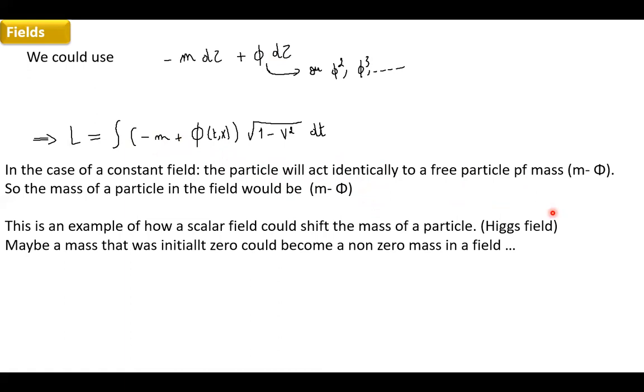So it's like you have a field and a free particle inside this field with a mass m minus phi. So instead of having a mass m, it has a mass m minus phi. It could be m plus phi, because phi could be negative. So m minus phi or m plus phi. So what we mean by this quantity is that the field could shift the mass of a particle. So this is an example of how a scalar field could shift the mass of a particle, which is the Higgs field.